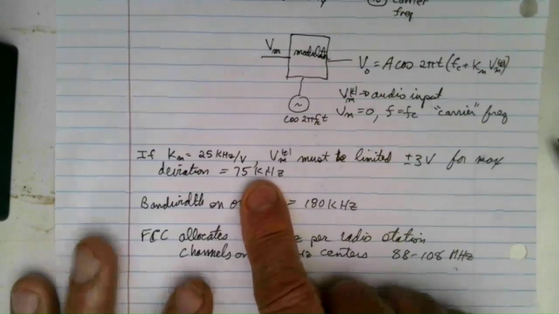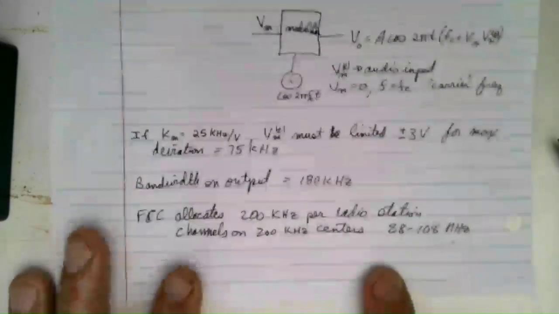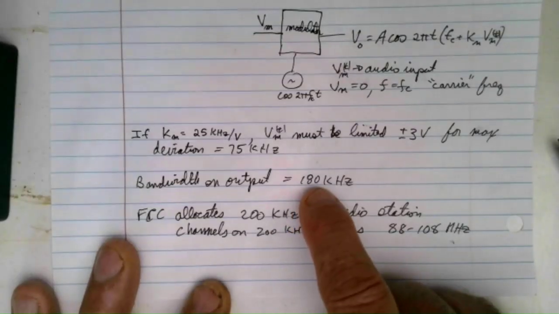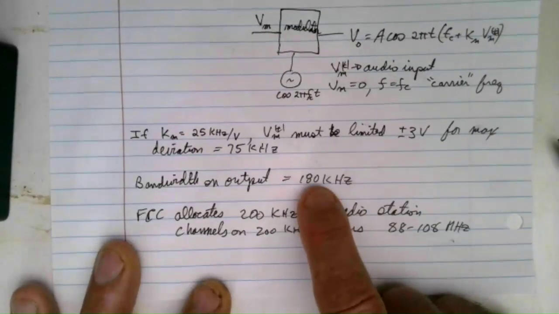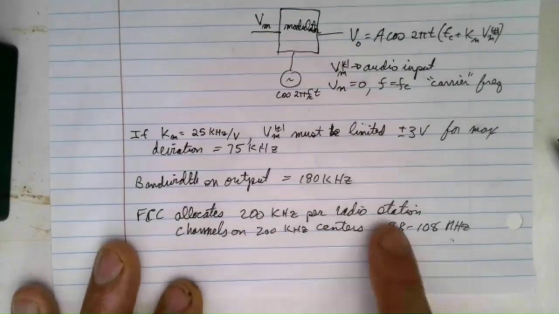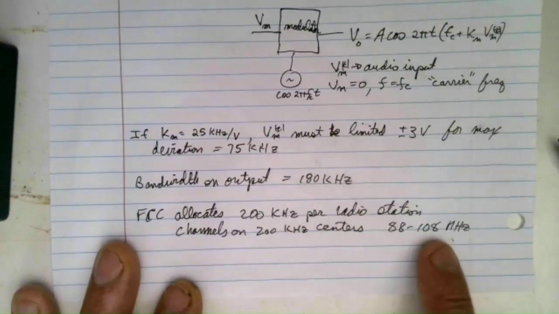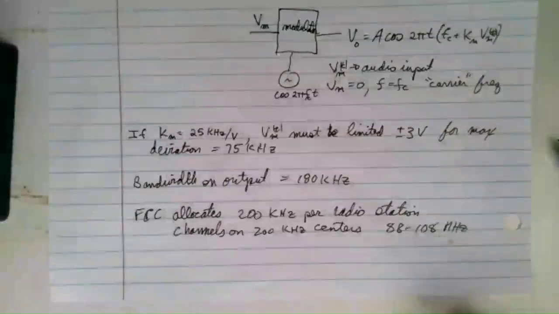That's a limit, and I'm not saying that the Km is 25 kilohertz per volt. That's just an example I made up. Okay, the bandwidth on the output is 180 kilohertz. That's the typical bandwidth for commercial broadcast FM, within plus or minus 100 kilohertz of the carrier frequency. FCC allocates 200 kilohertz per radio station. The channels are on 200 kilohertz centers between 88 and 108 megahertz. Okay, so that's a little bit about broadcast FM.